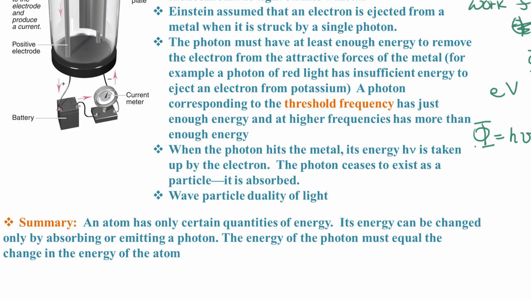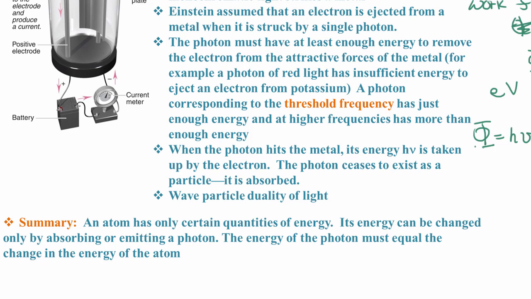So the photon hits the metal, and the energy of the photon is taken up by the electron. The photon then will cease to exist as a particle, and it is said to be absorbed by the electron. So the energy has been absorbed by the electron. So what we see is the electron is transitioned from a lower to a higher energy state. So this shows us that the wave and particle views of light are regarded as complementary views of the same physical entity.